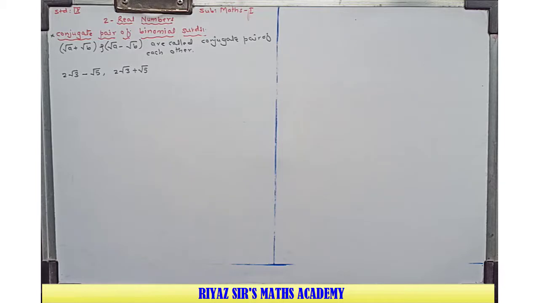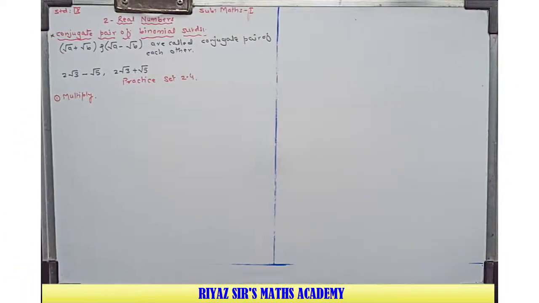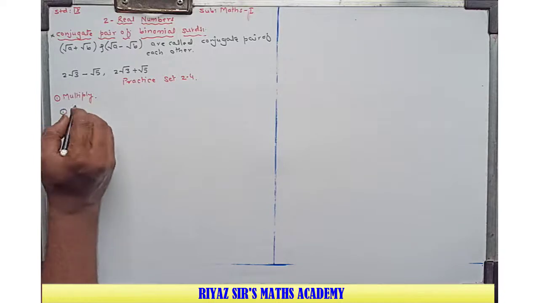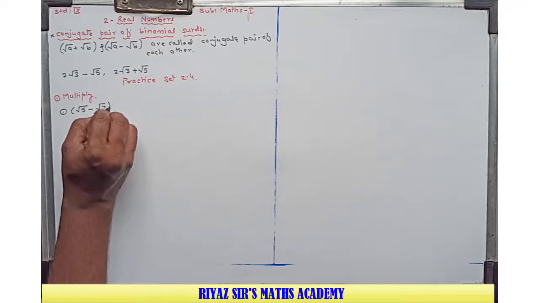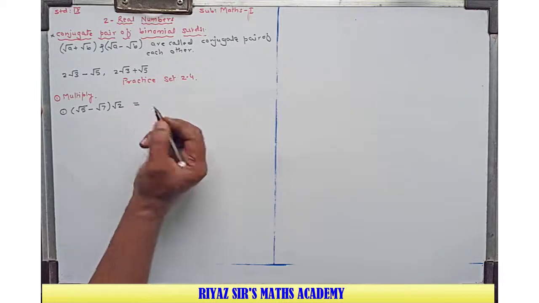Okay, so by using this definition we have to solve this next exercise, that is practice set 2.4. In practice set 2.4 there is first question, that is multiply. Total 3 examples are given. Out of 3 I will show 2 examples and 1 example you have to solve. So the first example that I took here, (√5 minus √7) into √2.